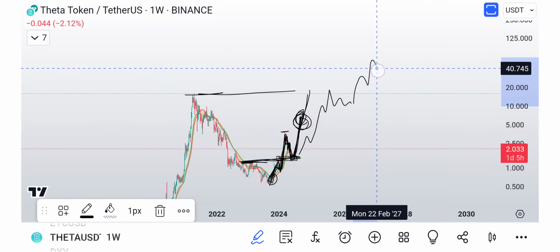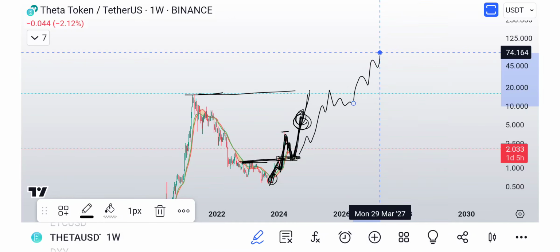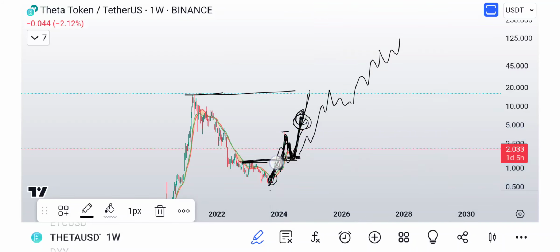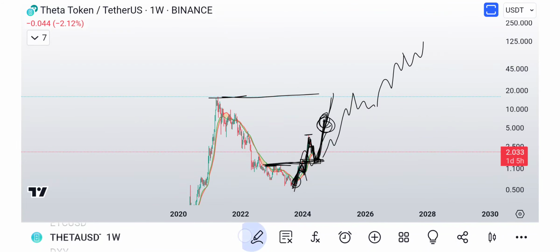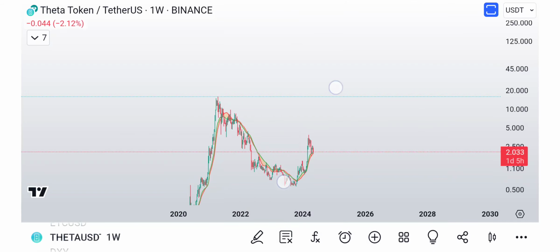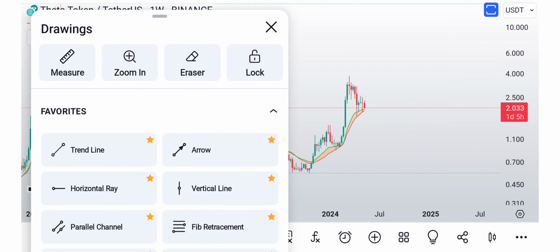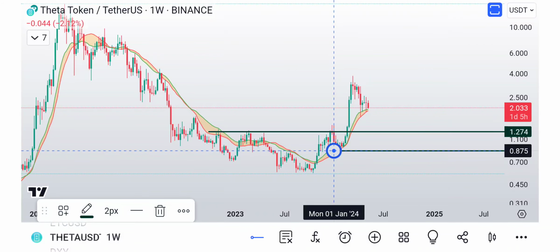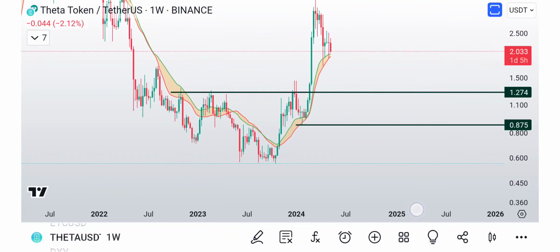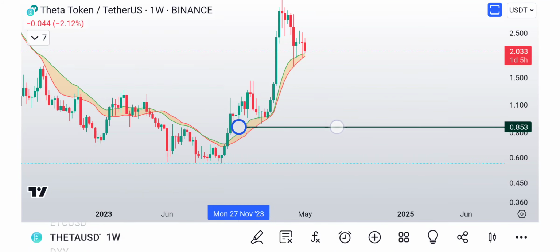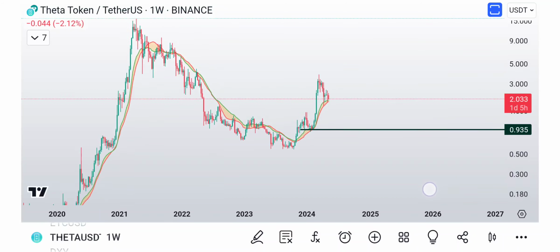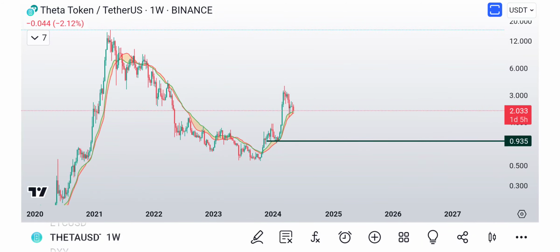1, 2, 3, 4, 5. I don't know how high it's going to go. I'm just drawing it. And then another 4, 5, because you had this 1, 2, 1, 2. So yeah, I think either way, as long as Theta holds this area and does not lose 87 cents, right? We cannot lose that, right? If we lose this low, then the bear market is still in full swing, right?